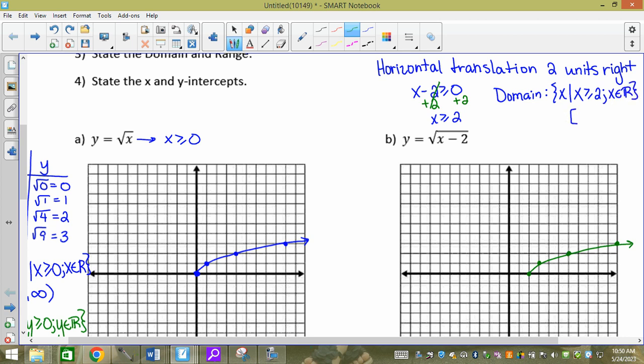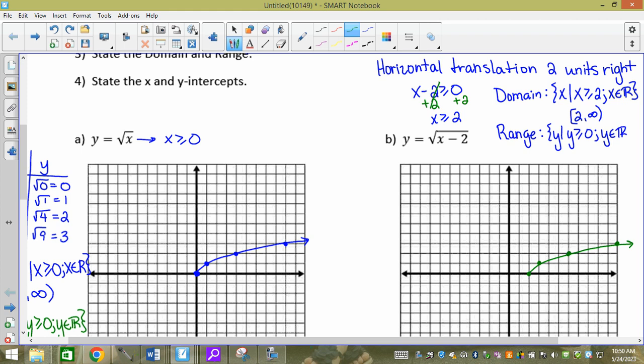In interval notation, it's 2 to infinity. Is my range going to change? Has anything happened to my y's? No. So will my parent function's range change? No. The parent function's range is y is greater than or equal to 0. It stayed y greater than or equal to 0 because nothing happened to my y's, right? So through mapping and transformations, we can make decisions without having to graph it.